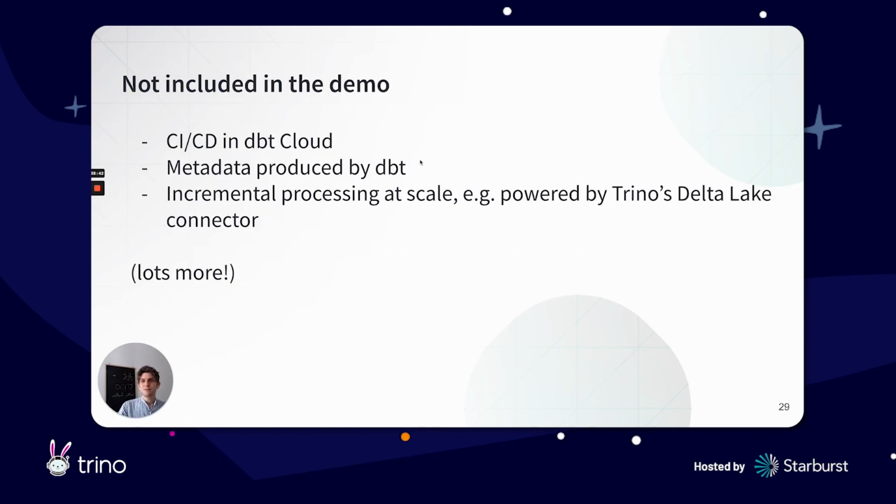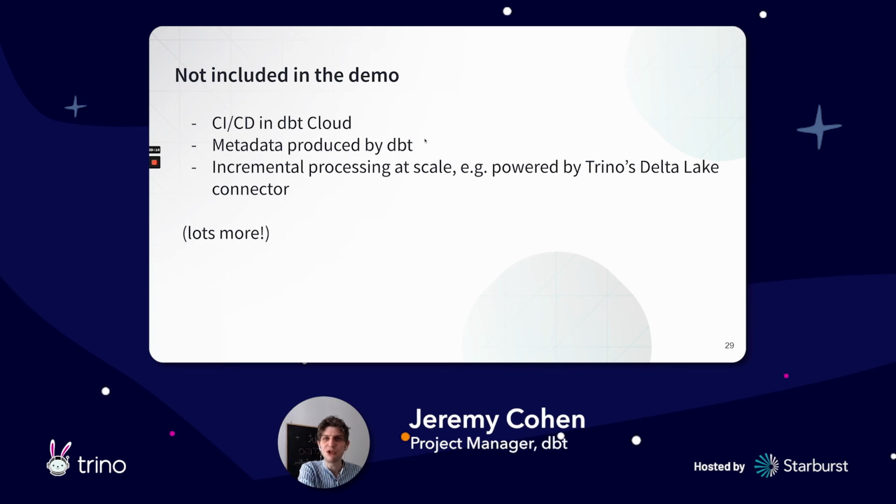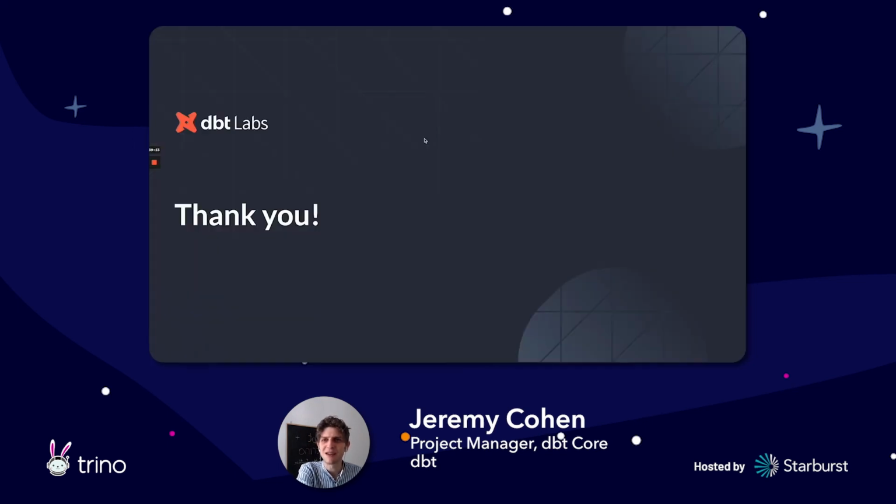Not included in this demo, the full mechanics of continuous integration and deployment in dbt Cloud, starting to really dig into the metadata that's produced by dbt. There's a lot of really rich and valuable stuff that happens because we've been running these transformations over and over, running these tests, and doing incremental processing at scale. So much bigger than the tiny TPCH dataset we were using, and being able to power it with other connectors that Trino supports, such as the Delta Lake connector. There's so much more to show and play around with. We're only able to look at a tiny slice of the dbt-powered transformation workflow on Trino, but I hope that it's been enough to inspire you a bit and want to check this out a little bit more.